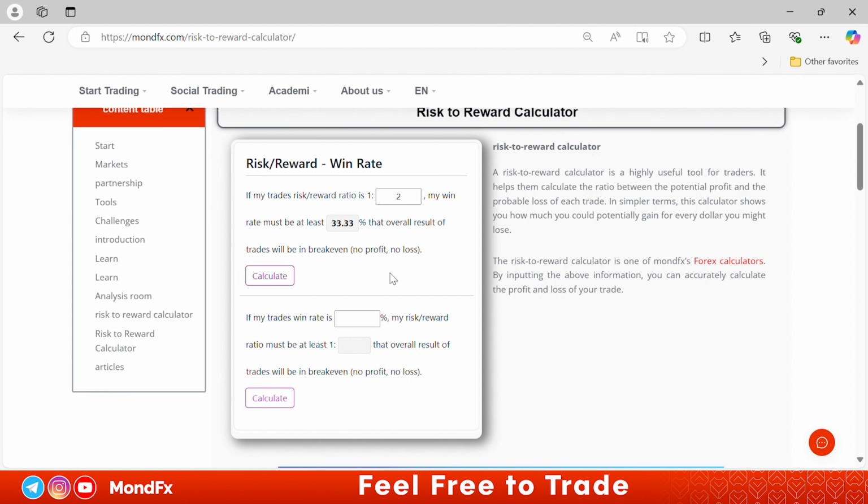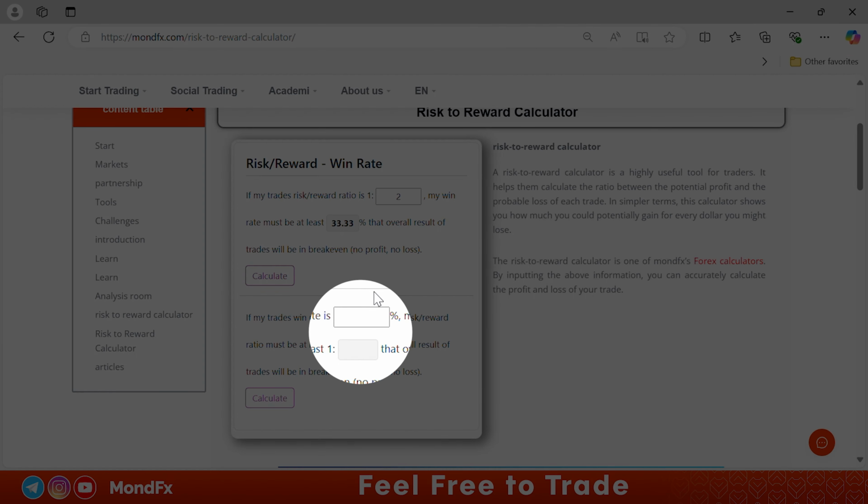At the bottom of the calculator, you can enter the win rate of your trades to calculate the minimum risk-to-reward ratio required for profitability. This number will show you the minimum risk-to-reward ratio your trades must have to avoid negative results.